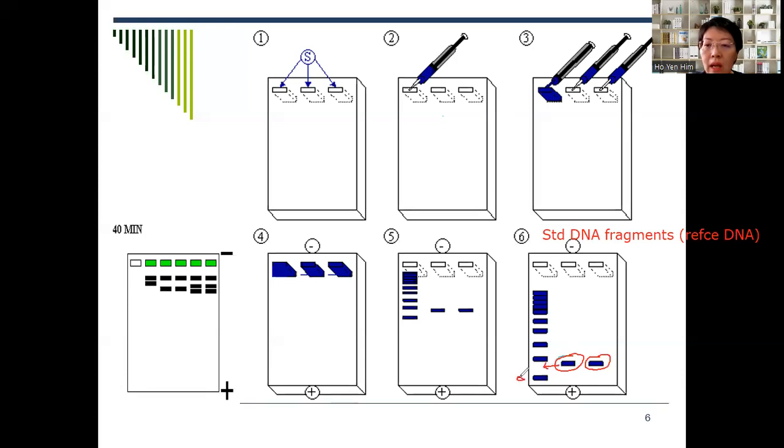Let's say this one is A base pairs, this is B base pairs, and this is C base pairs. Therefore, the length of this DNA is between A and B base pairs. So standard DNA fragments are used as a reference DNA for us to know the length of the DNA based on the location of the band.